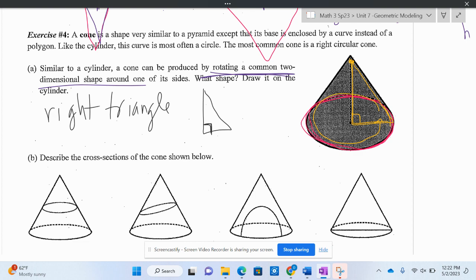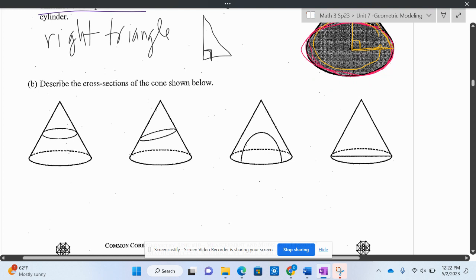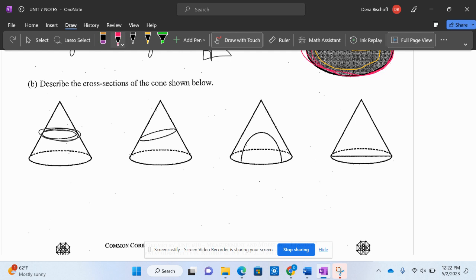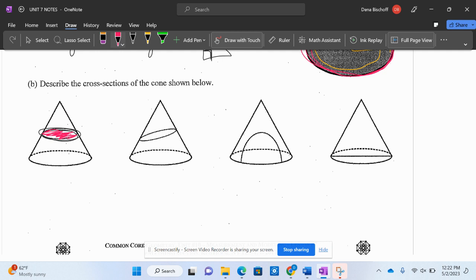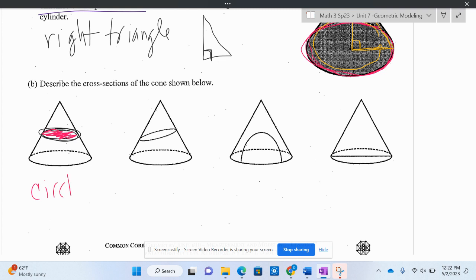Question B says, describe the cross sections of the cone below. So this cross section right here, how would you describe that? What shape does it make? It's a circle, and it's similar to the base. Aren't all circles similar to each other? Yeah. All circles are similar. So it's a circle, and all circles are similar. They're not all congruent, but they're all similar.